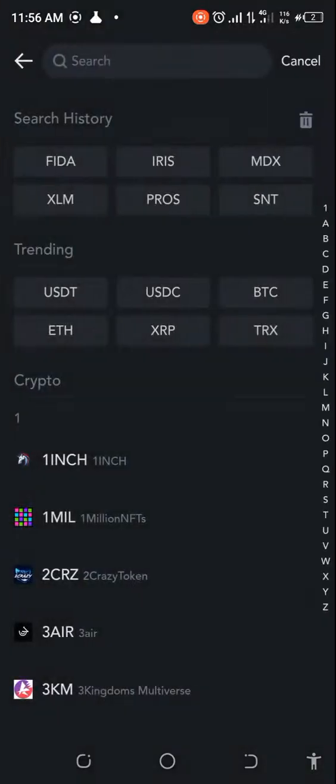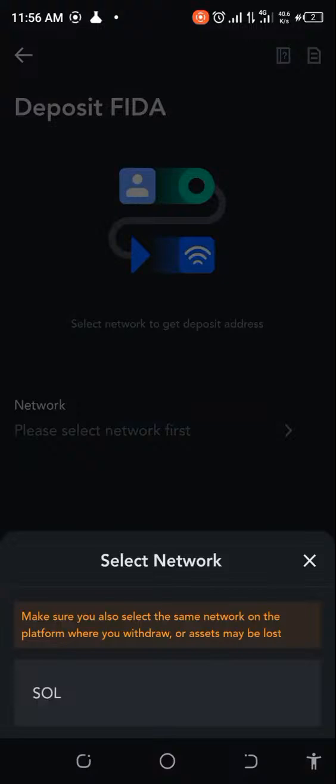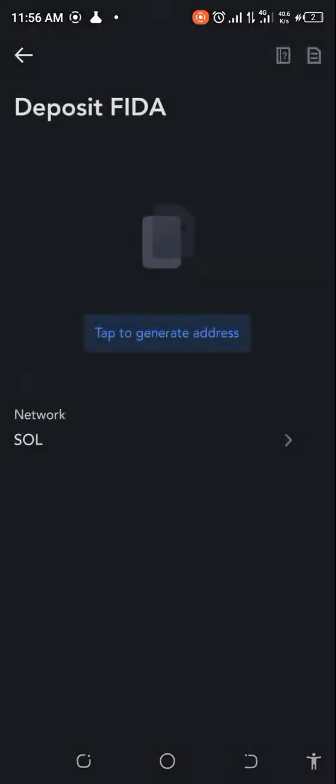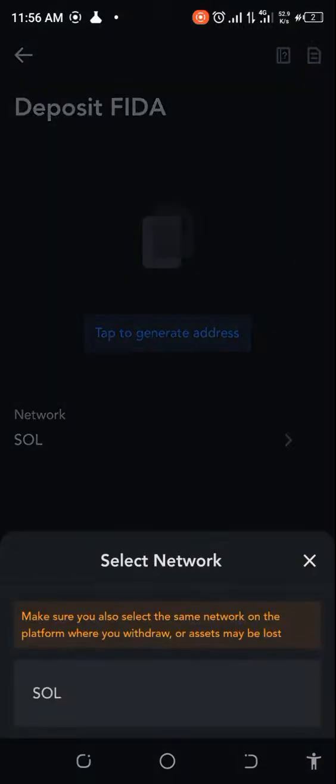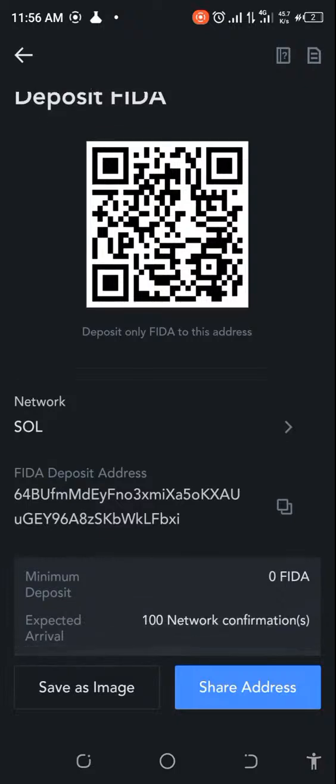So what are we doing here? We want to deposit the FIDA, and the network is Solana. Okay, so it says that we need to tap to generate. Okay, so then this is the address. So let's quickly copy that. All right, so I've copied it.